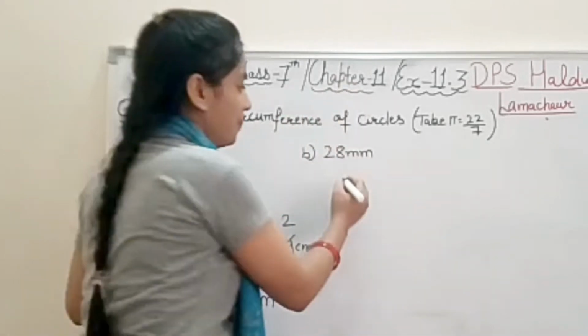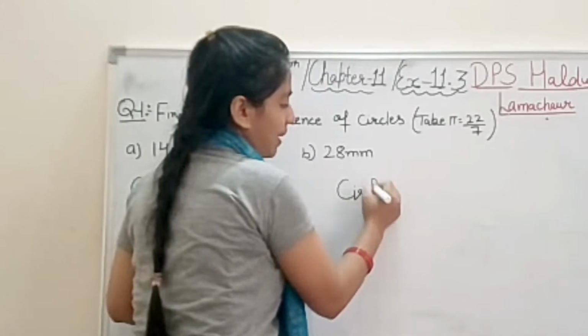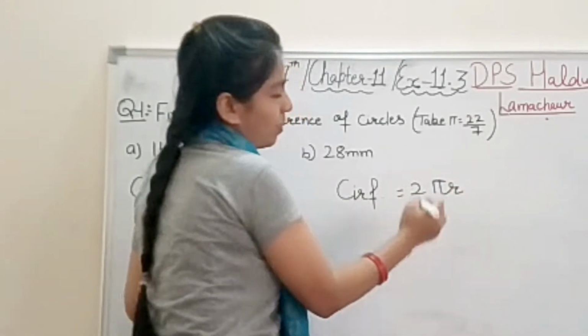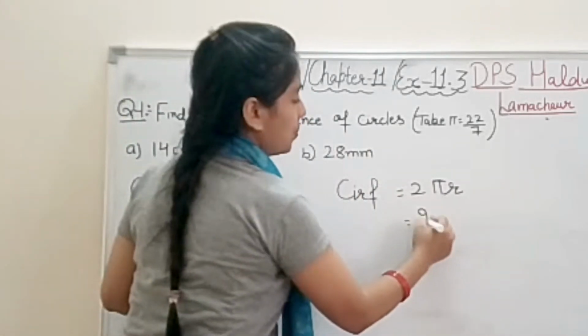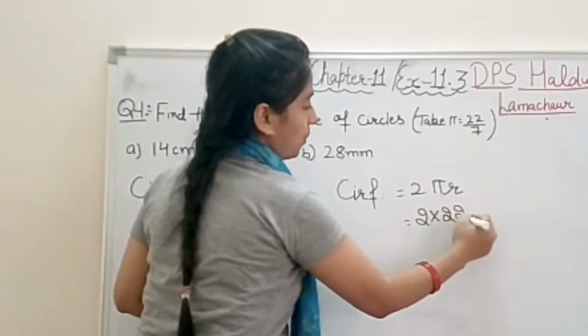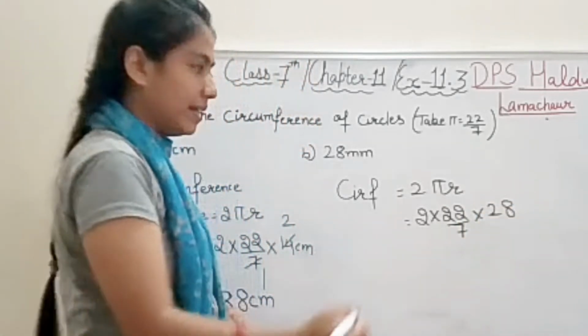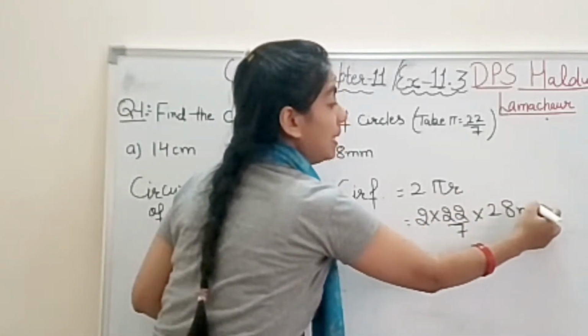Now B part, 28 millimeter. So directly, as we know, circumference of the circle is 2 pi r. Always you have to mention the formula. So 2 pi, 22 upon 7, and r is 28 millimeter.